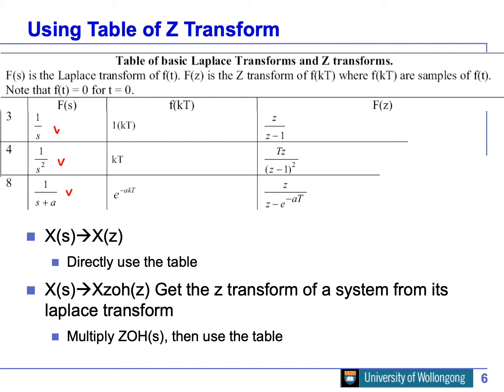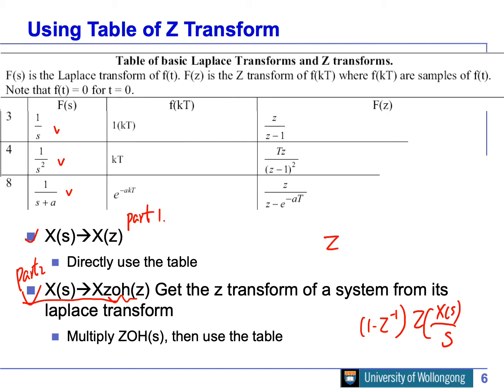We learned two different ways to do this. This is in part 1, and we just mentioned this one in the last few slides. This is part 2. What's the difference? Why do you put this in there? Or why do you have a zero order hold? Why do you have 1 minus z^(-1) to get X(s) over s? Why don't you just do the Z transform of X(s)? That's the first part. Where does this come from?